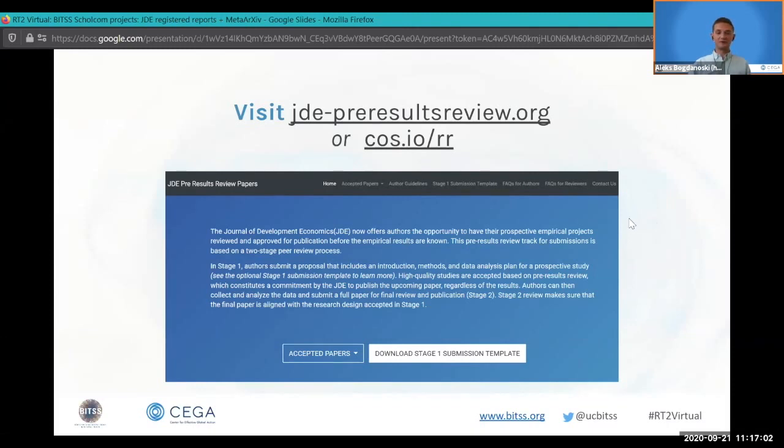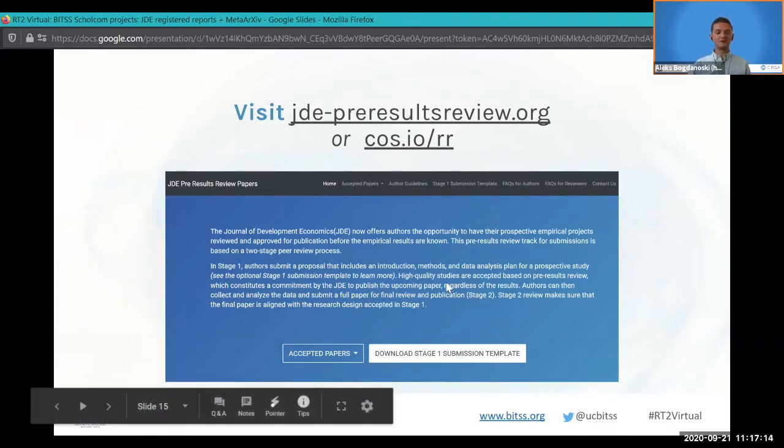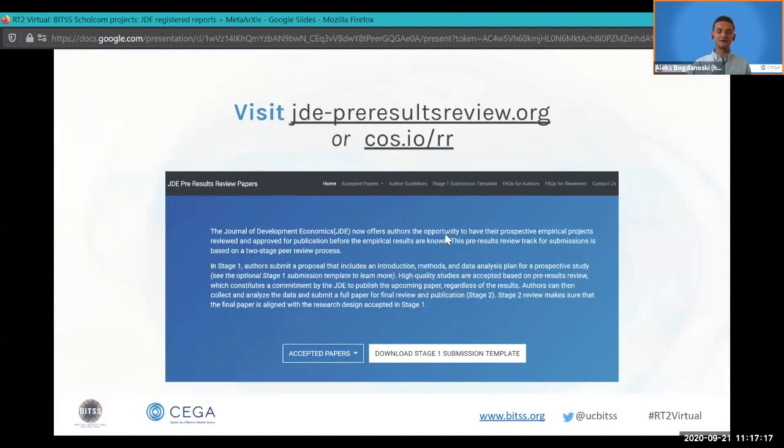So if you have a project coming up, make sure to check out jd/preresultsreview.org. That is the website that contains all the materials and also lists all the papers that have been accepted in this track so far. It also provides links to, I believe, most of the accepted papers, so you can actually read what the stage 1 registered reports should look like in development economics. And if you operate in a different discipline, as I said, there are over 260 other journals across the disciplines which accept articles in this format. So check out cos.io/rr, which lists all the journals in other disciplines that accept work in this format.